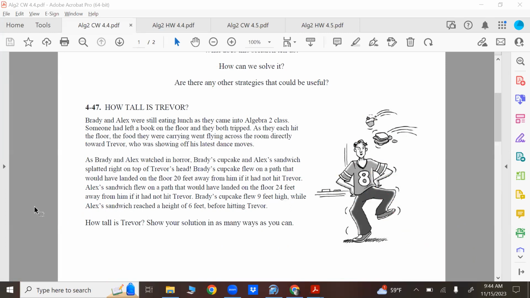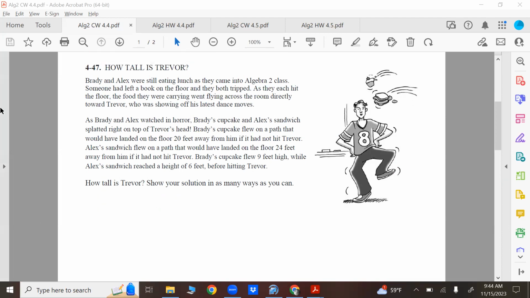Brady's cupcake flew in a path that would have landed on the floor 20 feet away from him if it had not hit Trevor. Alex's flew in a path that would have landed on the floor 24 feet away if it had not hit Trevor. Brady's cupcake flew 9 feet high, while Alex's flew 6 feet high. So how tall is Trevor? Blah, blah, blah. Okay, there's a lot of fluff in these problems.